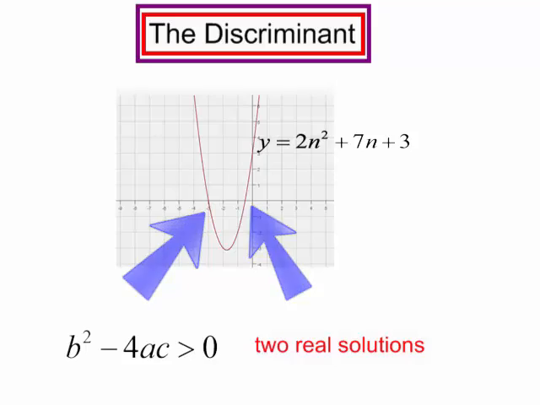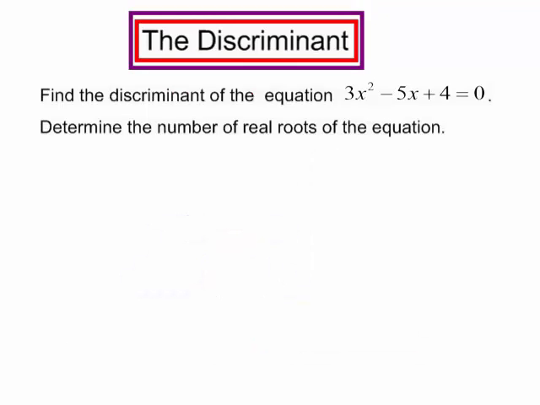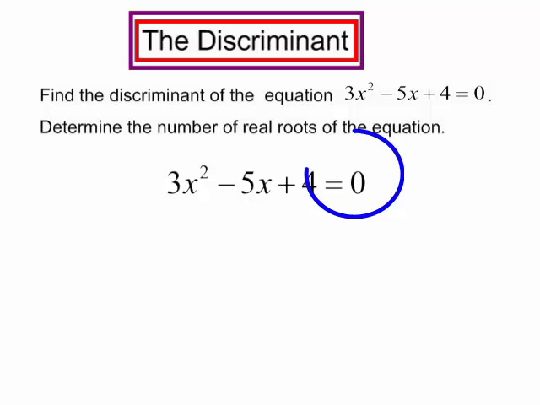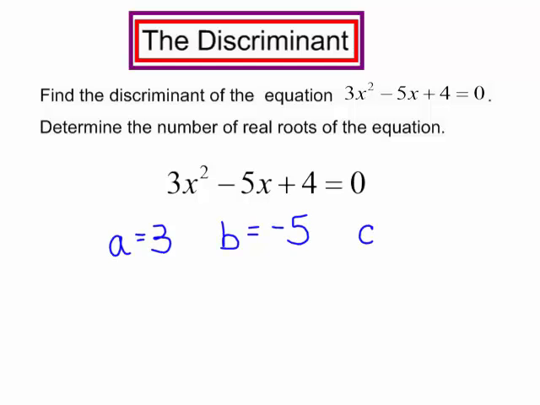Let's try another problem. Find the discriminant of the equation 3x squared minus 5x plus 4 equals 0. Determine the number of real roots of the equation. Be sure everything is on one side. It is equal to 0. And now you can find your a, b, and c. a is equal to 3, b is equal to negative 5, and c is equal to 4.